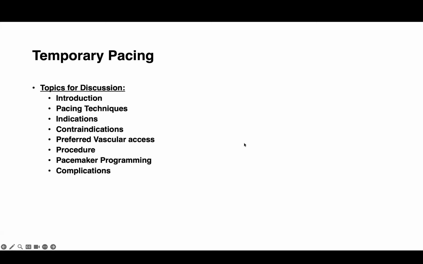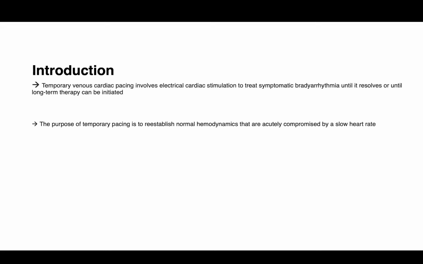So coming to cardiac pacing, temporary venous pacing involves electrical cardiac stimulation to treat symptomatic bradyarrhythmia until it resolves or until long-term therapy can be initiated. The purpose of temporary pacing is to re-establish normal hemodynamics that are acutely compromised due to a slow heart rate.